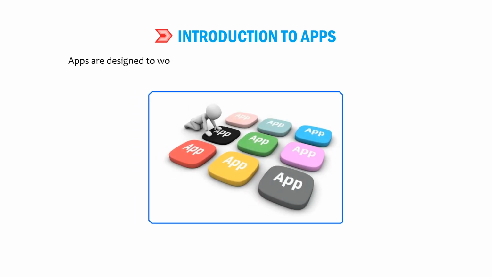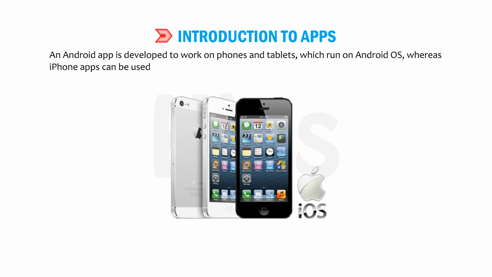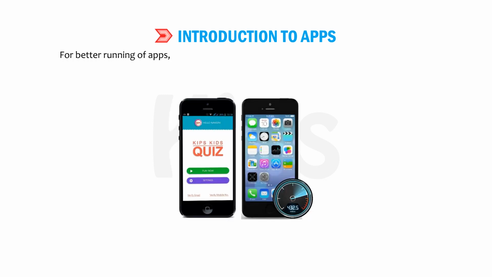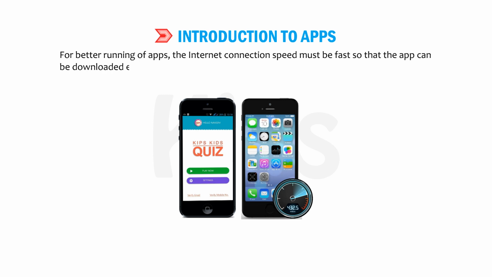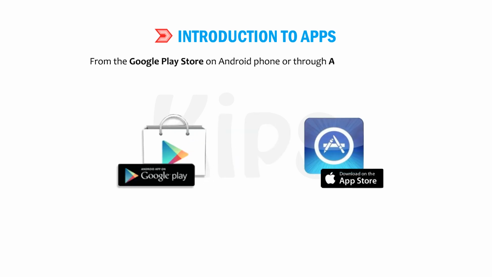Apps are designed to work on different operating systems used by the various devices. An Android app is developed to work on phones and tablets, which run on Android OS, whereas iPhone apps can be used on iPhones, which use iOS. For better running of apps, the internet connection speed must be fast so that the app can be downloaded easily from the Google Play Store on Android phone or through App Store on iOS.